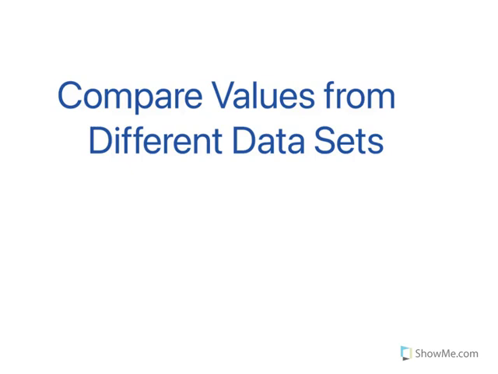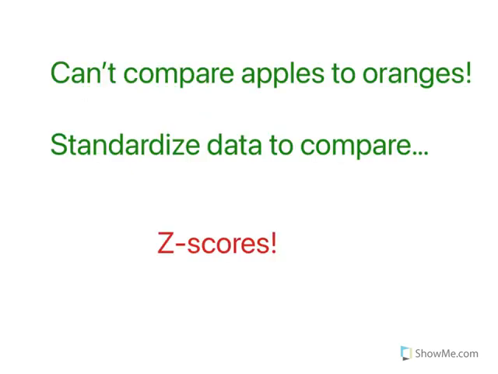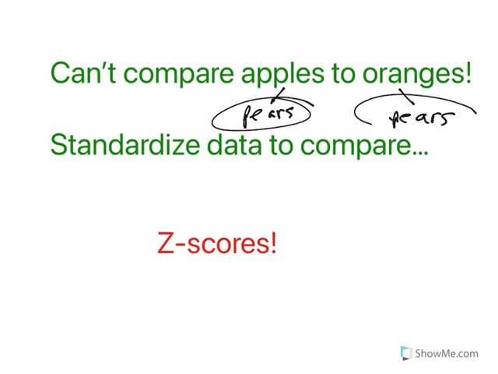Let's compare values from different data sets. So we can't compare apples to oranges. You've probably heard this a million times in your life. So if we take apples and we turn them into pears, and then we take oranges and we turn them into pears, now we can compare them because they're the same fruit, right?